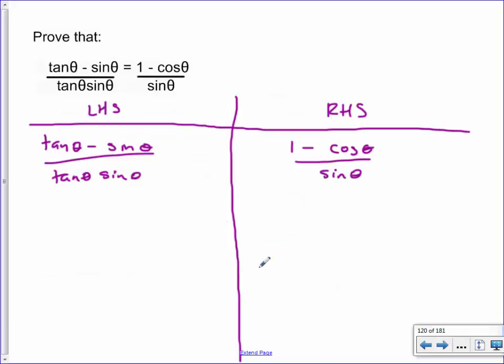So based on that, see how right here I have tan written in two different locations? I'm no longer going to write tan. I'm going to write what tan is equivalent to, which is sine over cosine. So it looks something like this. Sine over cosine minus sine over, and then see how here there's another tan? In that place I'm also going to write sine over cosine again.